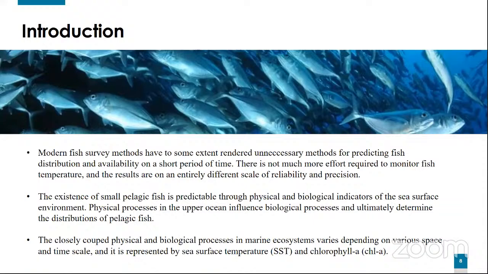So physical processes in the upper oceans influence biological processes and ultimately determine the distributions of pelagic fish. So the closely grouped physical and biological processes in marine ecosystem vary depending on various space and time scales, and it is represented by sea surface temperature dan chlorophyll.